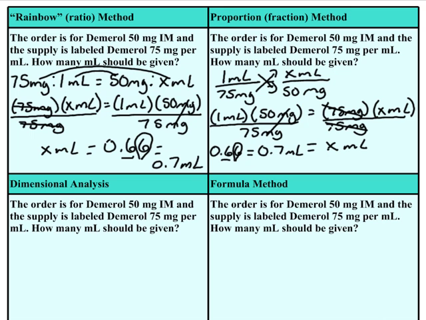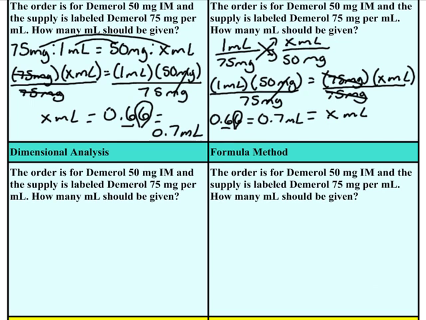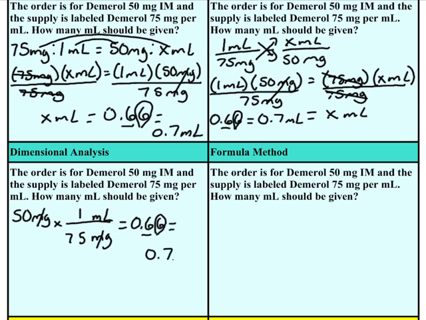We can also use dimensional analysis for this calculation. In this case, we are going to start with our order of 50 milligrams. We then want to multiply by a fractional relationship that will cancel out milligrams and leave us with milliliters. We can tell from the supply that each milliliter has 75 milligrams in it. The milligrams cancel, and we're left with the unit milliliters. When we multiply 50 times 1 divided by 75, we end up with 0.66 repeated. The first 6 is in the tenths place, and the number after that tells us to round up. Therefore, we give 0.7 milliliters.